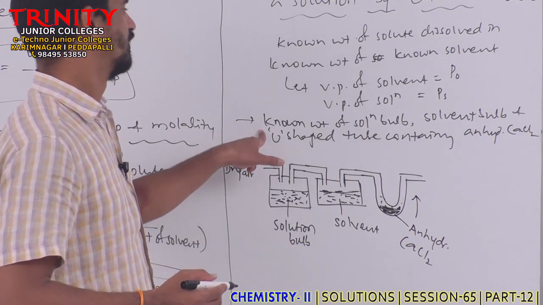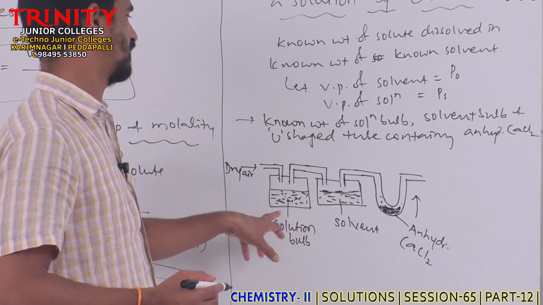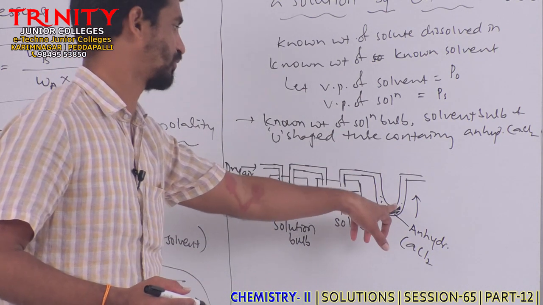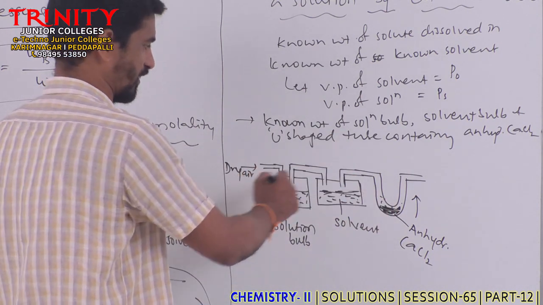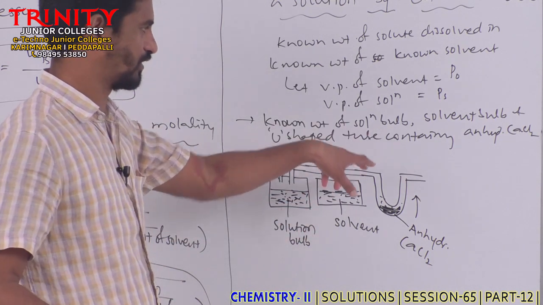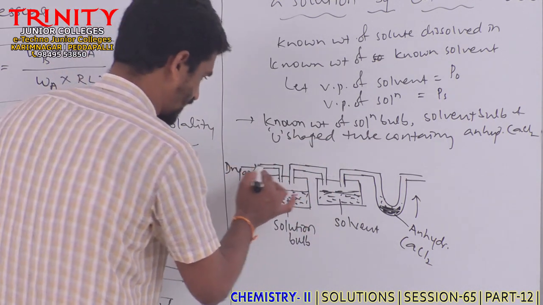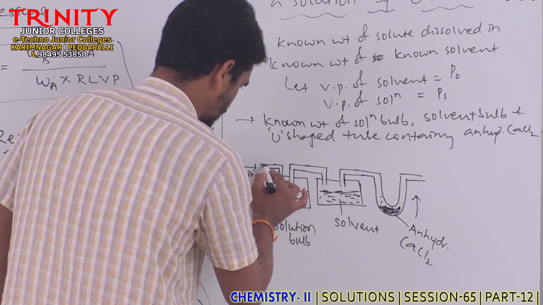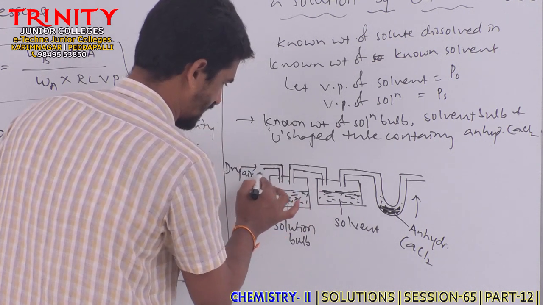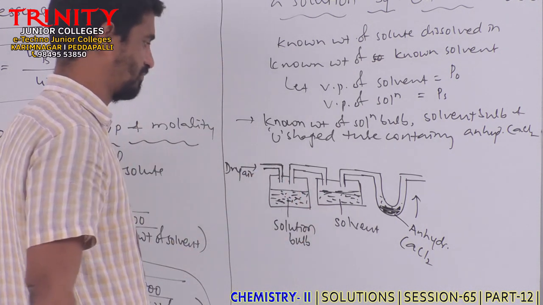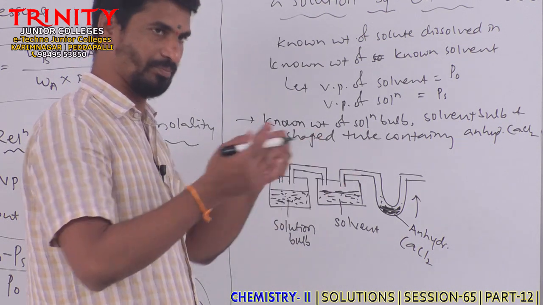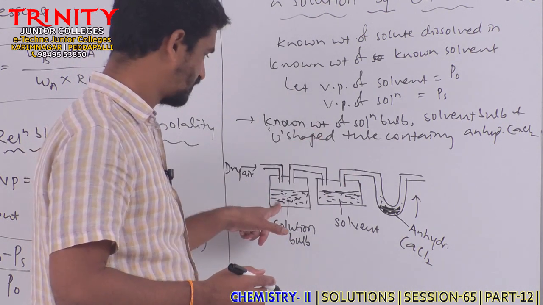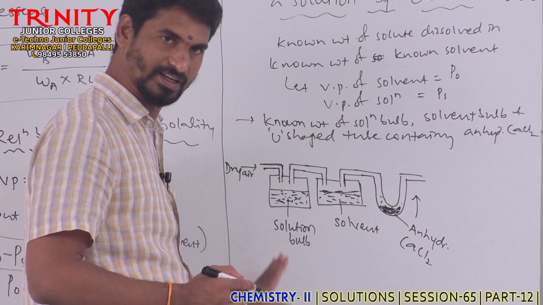Clear? So when known weights of solution bulb and solvent bulb and U-shaped tube containing anhydrous calcium chloride are connected in series as shown in the diagram, and when dry air is passed through this apparatus, first dry air enters into the solution bulb, there air absorbs some vapors. By that, what happens? The weight of solution bulb decreases.